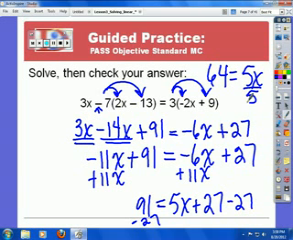Divide both sides by 5, and it looks like we get 64 fifths is equal to x. And 64 fifths is correct. I like for you to leave your answers as fractions rather than changing them to decimals or mixed numbers. This one can be changed to a decimal, so if you did that, that is fine, but it is not necessary.